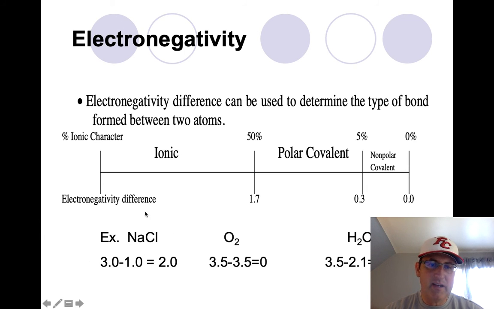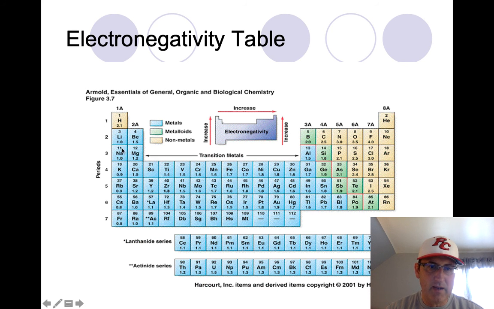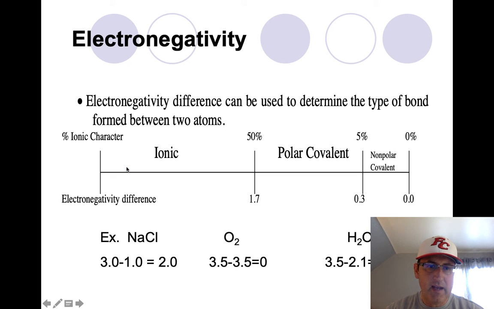So if you look at NaCl and you look this up on the previous slide, here's Cl, it's right here, it's 3.0. And here's sodium, it's 1.0. You subtract those two, you get a difference of 2.0. And if you slide that in about right here, that shows you that the bond between Na and Cl will be ionic.